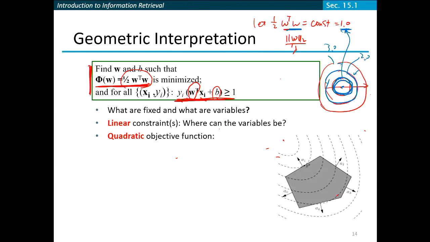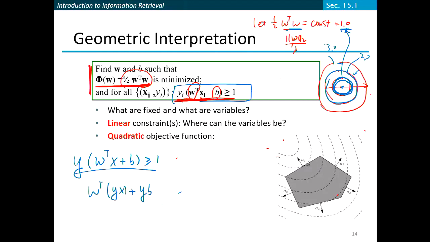Why can't you? Because you have constraints. Let's look at the constraints, at one of them. That's going to be y. I drop all the subscripts because it doesn't matter. W transpose x plus b, times y, greater than or equal to 1, right? If you expand it, it's going to be W transpose yx plus yb greater than or equal to 1. So if you think about it, this is going to be a constant, right?